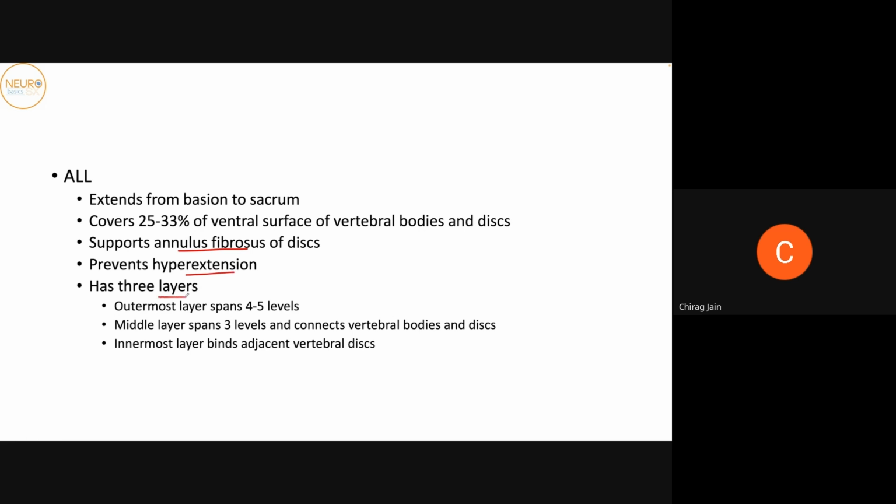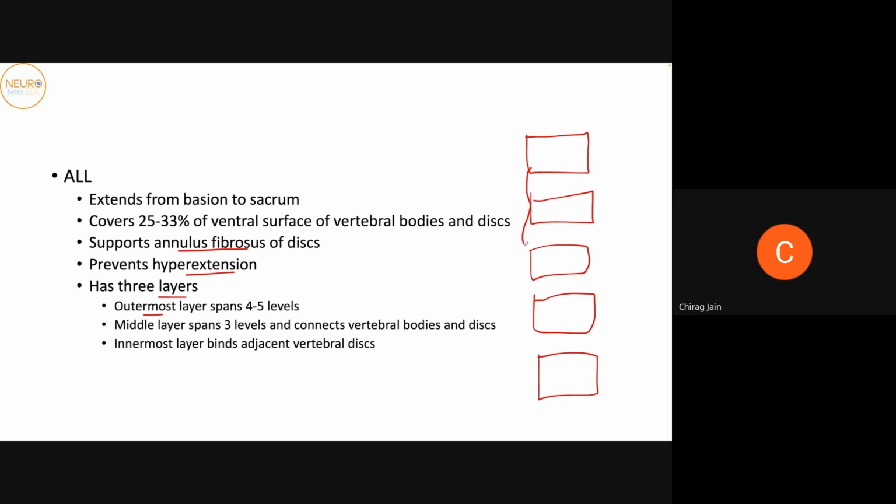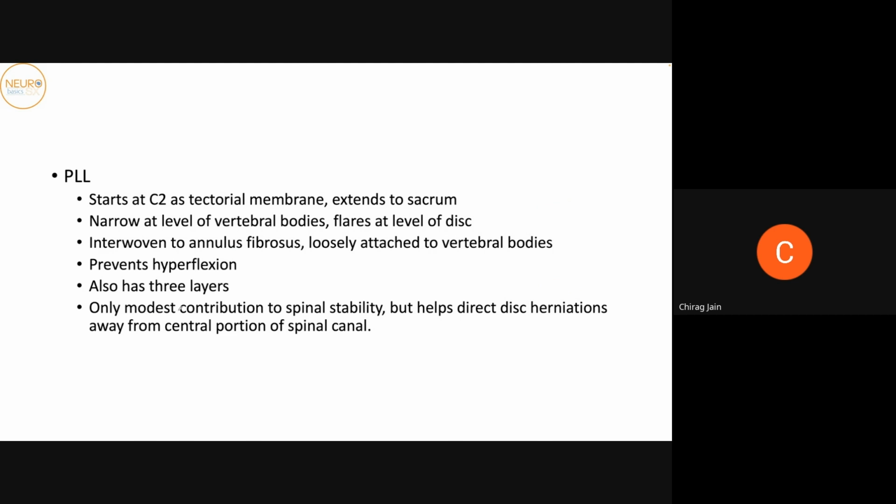It has 3 layers. Okay, so ALL and PLL both have 3 layers. If this is the vertebral body, we can draw multiple vertebral bodies: 1, 2, 3, 4, and 5. There'll be 3 layers. The innermost layer will basically connect 2 intervertebral discs. The middle layer will then connect at least 3 vertebral bodies and discs. And then there's an outermost layer connecting at least 4 to 5 different levels. Same thing with PLL. It also has similar 3 layers.